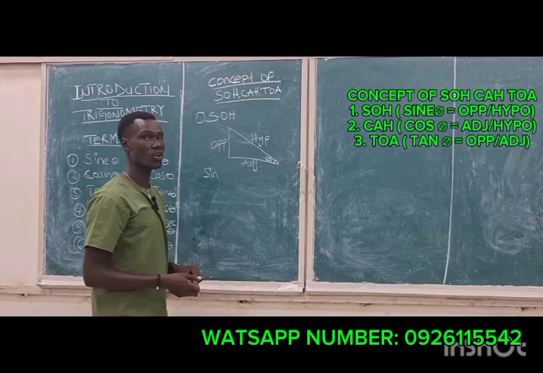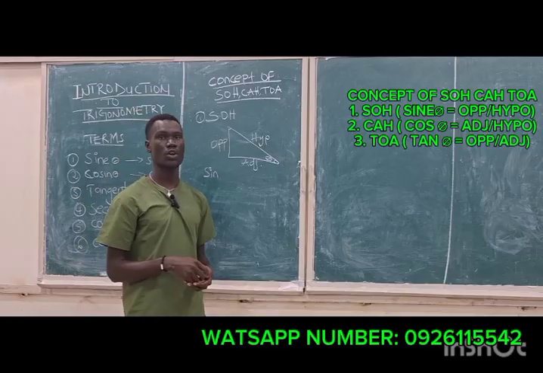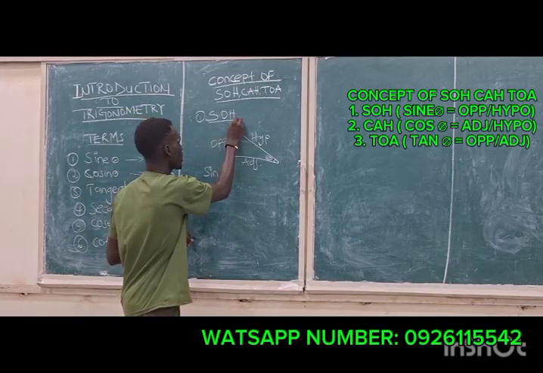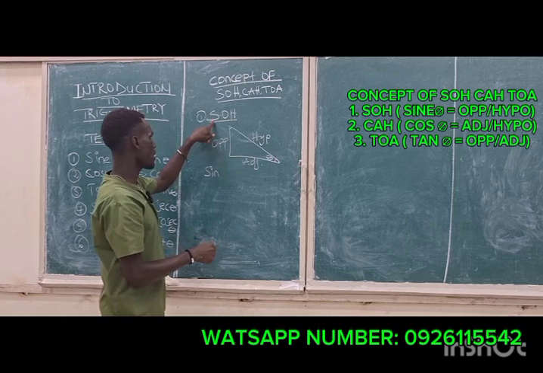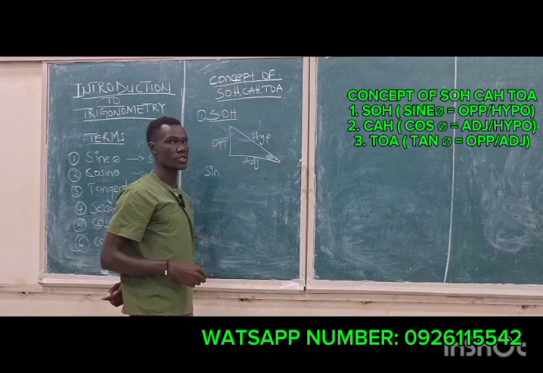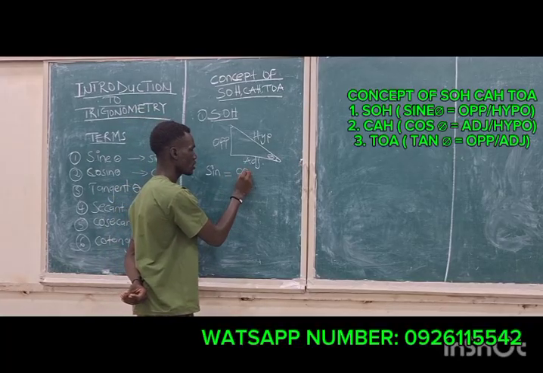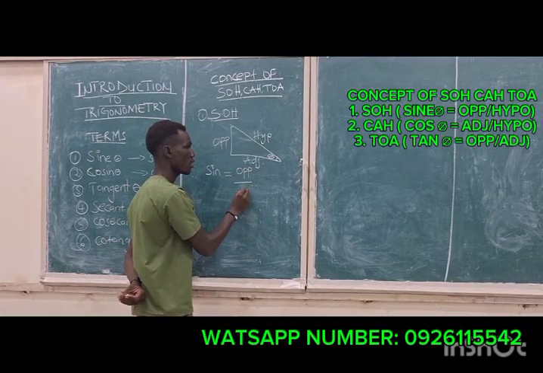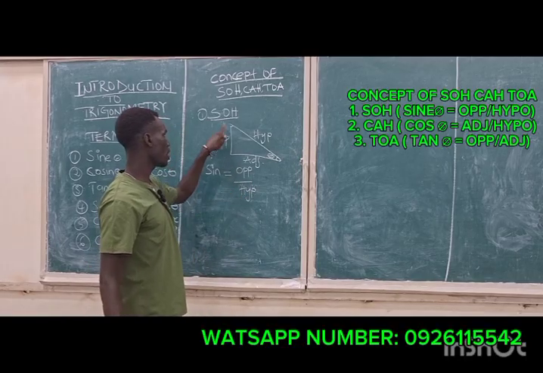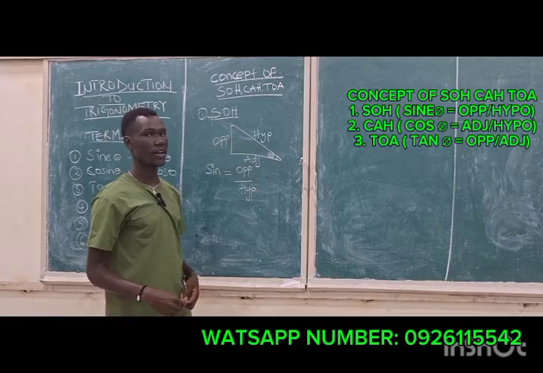This is where we are going to find all these things of SOHCAHTOA using this simple right angle triangle. Let's start with SOH. That's number 1. This one stands for sine, this one here stands for opposite, and this one here stands for hypotenuse. Therefore, sine will be equals to opposite all over hypotenuse. That is the formula for sine when we're dealing with the right angle triangle.